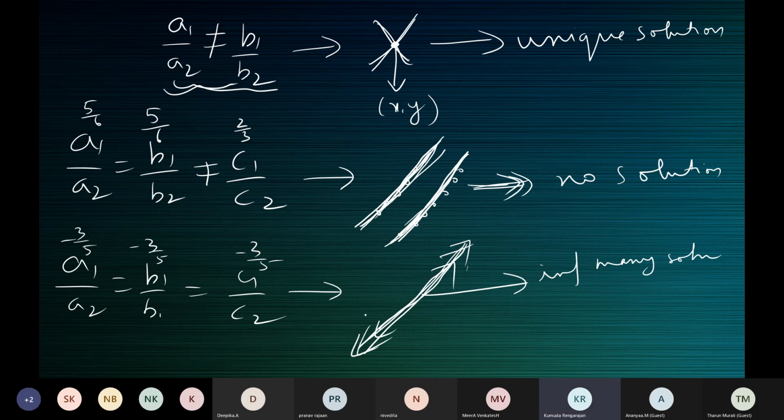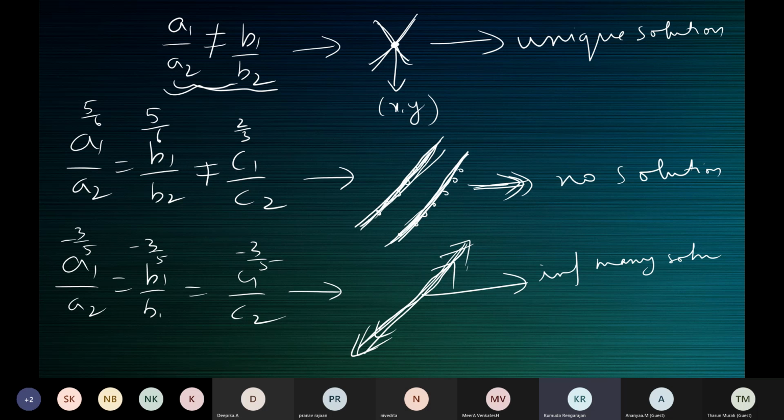Just by comparing the ratios, it's so easy to find A1, A2, B1, B2, C1, C2. Find the ratios, and by looking at the ratios, you can decide. For a pair of equations, there will be only one answer.